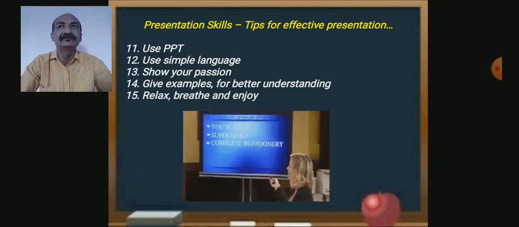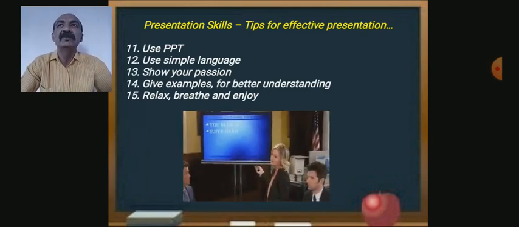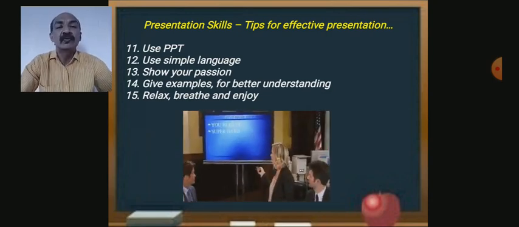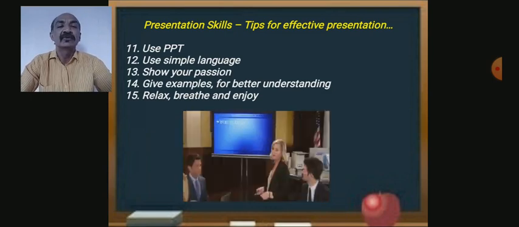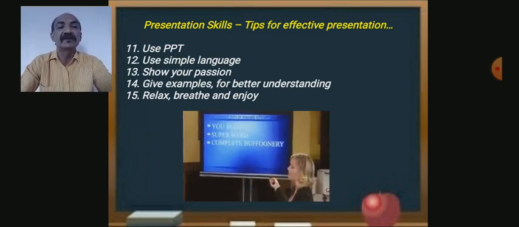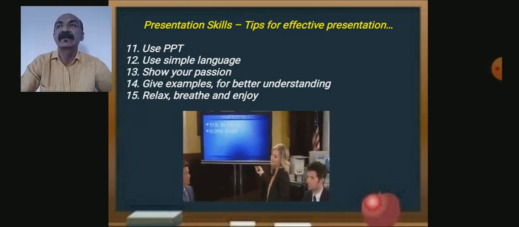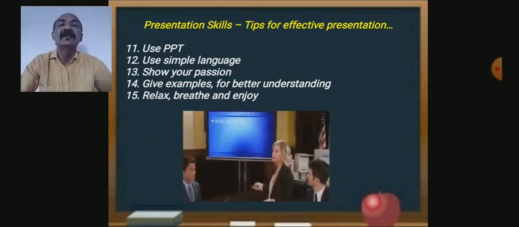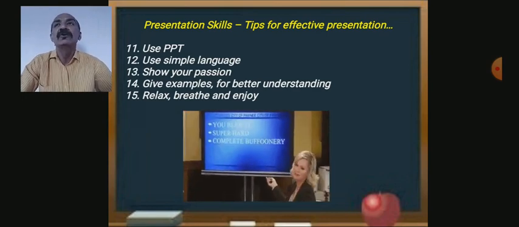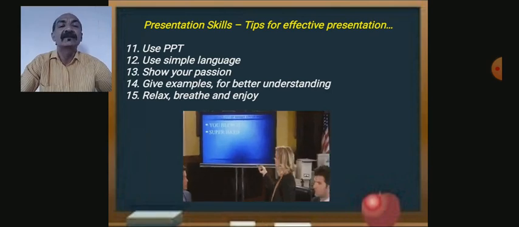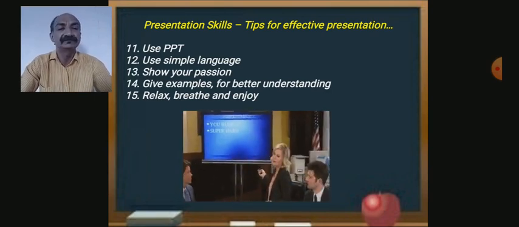The 13th point is show your passion. Passion is very essential. Your involvement is required in your presentation so that it can be perfectly presented. The 14th point is give examples for better understanding. Sometimes, whenever you are giving some information, it may not be understood by your audience, and for better understanding, sometimes you have to give more examples.